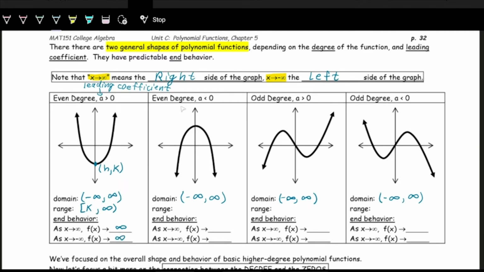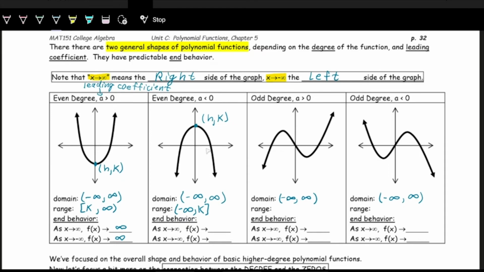And now the next case is even degree, but the a, the leading coefficient, is negative. It's less than 0. So what that looks like is it's now kind of like a parabola, but opening down. To identify the range, let's call this point the maximum point, which is (h, k). On quadratics, it's the vertex, but sometimes when you get higher degrees, you might see different numbers of maxes and mins. So the range here: the lowest the graph goes is all the way down to negative infinity because it goes down forever. And the highest it goes is that y value of the vertex, which is the k. It actually includes that point, so we use the bracket.